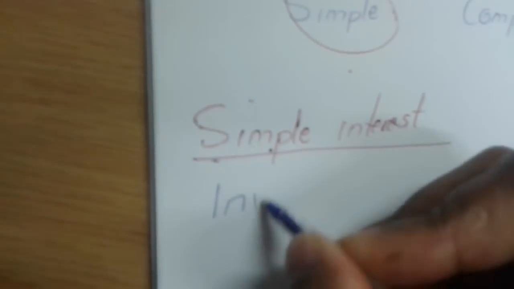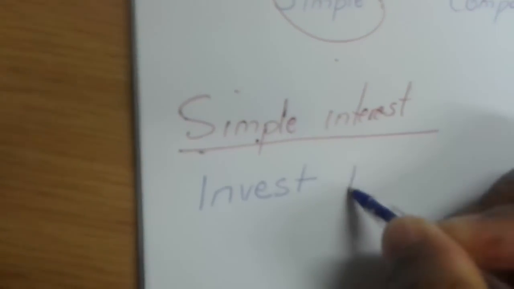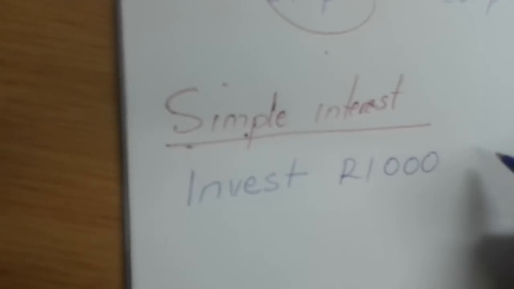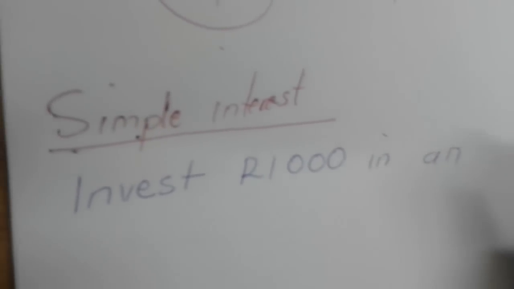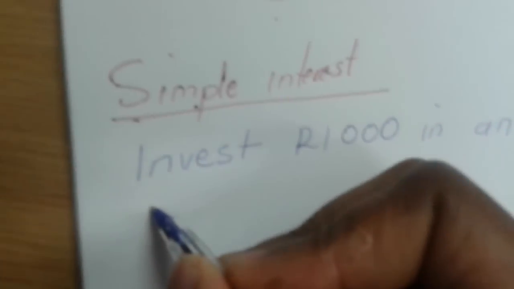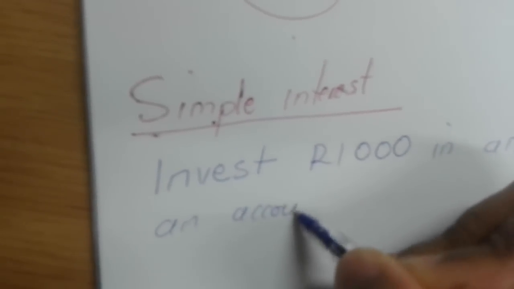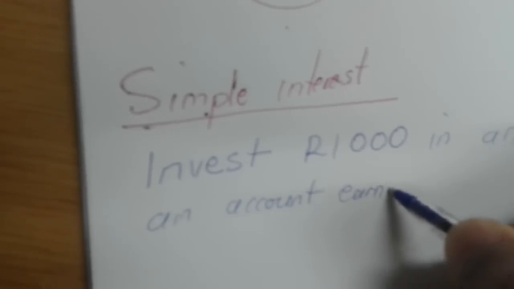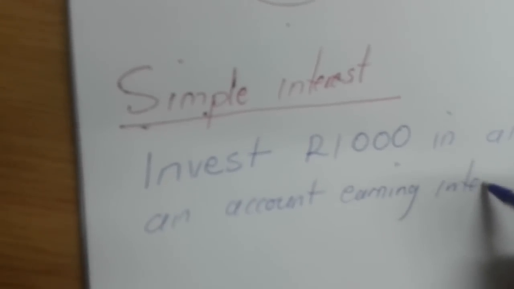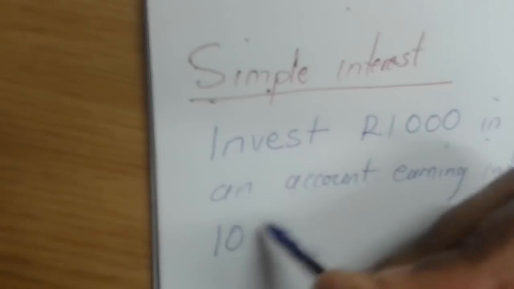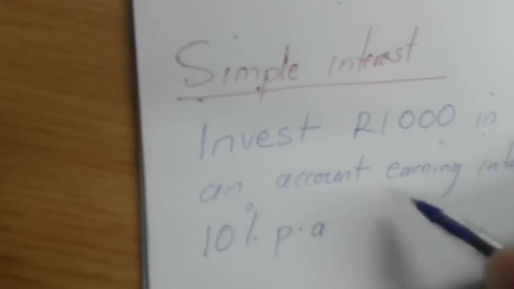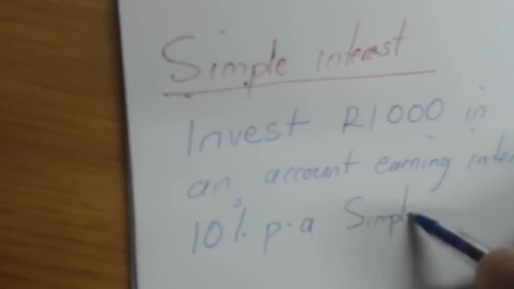Okay, so what am I saying? Let's say you invest 1,000, right? In an account, you invest 1,000 in an account earning interest at, let's say, 10% per annum, simple interest.